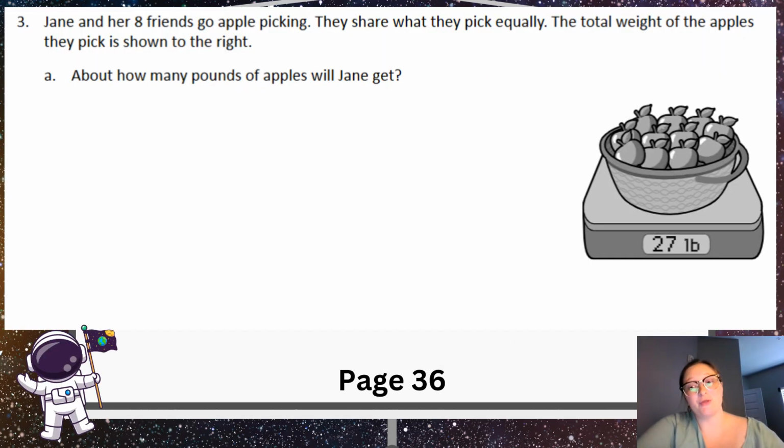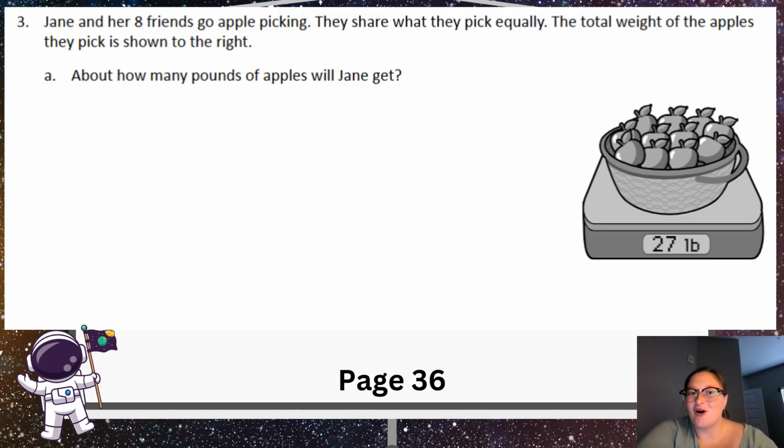You're going to do problem 3A now. It says, Jane and her 8 friends go apple picking. They share what they pick equally. The total weight of the apples they pick is shown to the right. A. About how many pounds of apples will Jane get? Alright, check your work with me now that you've completed your problem.